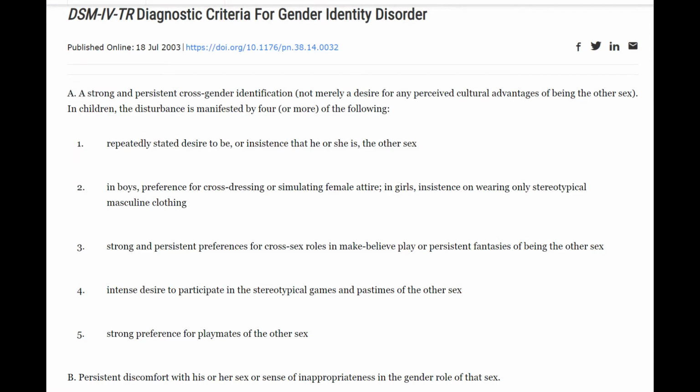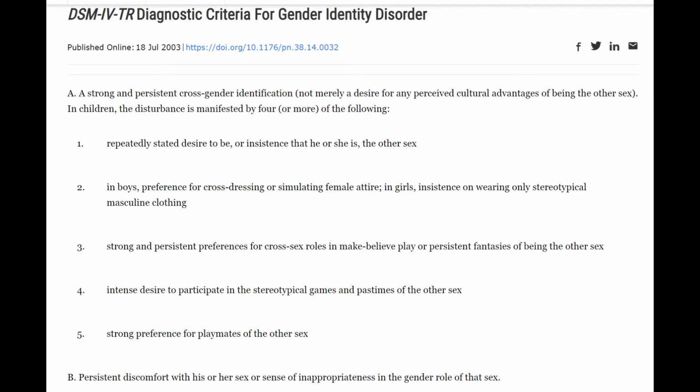That being said, there are changes from the DSM-4 to the DSM-5 that do allow more of an open space for this type of understanding of gender dysphoria. The DSM-4, which was used up until 2013, didn't have gender dysphoria. Instead, it was gender identity disorder. Already, the name of disorder versus dysphoria is incredibly pathologizing.